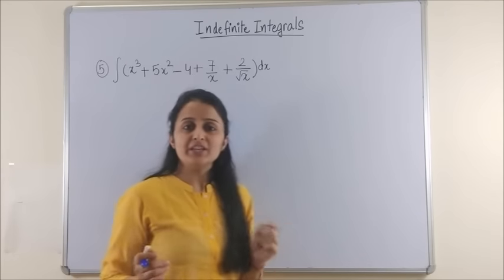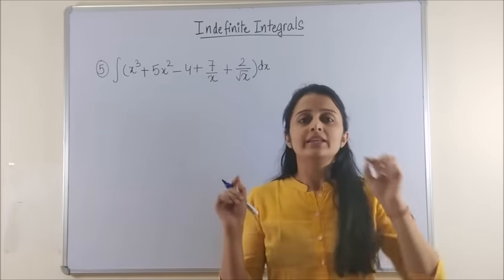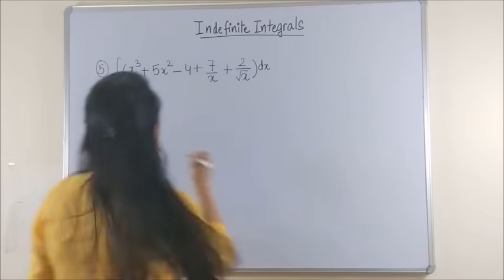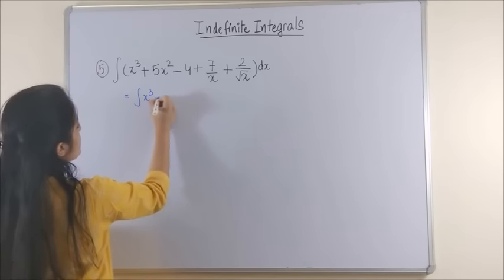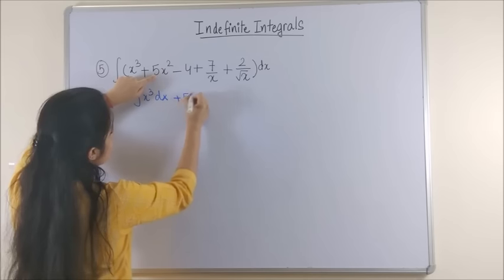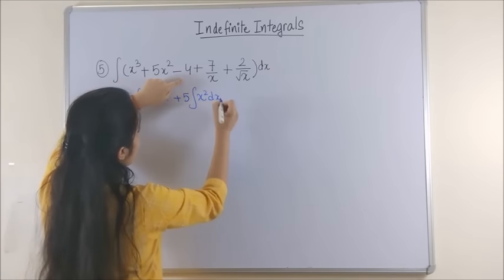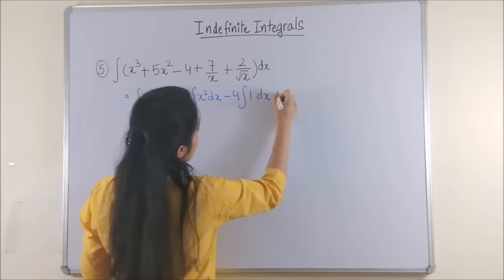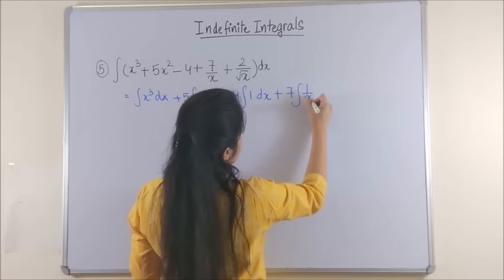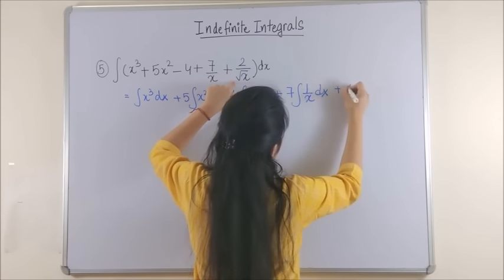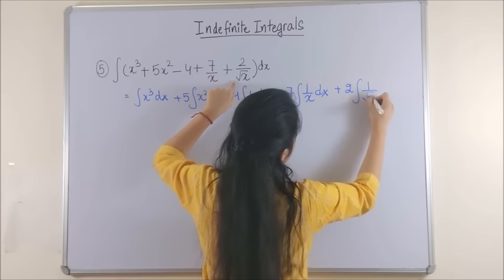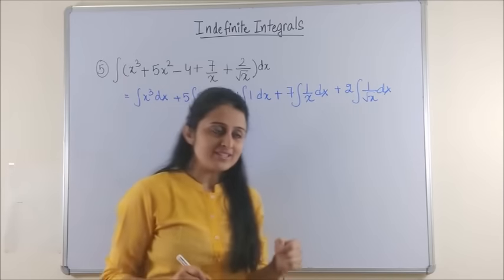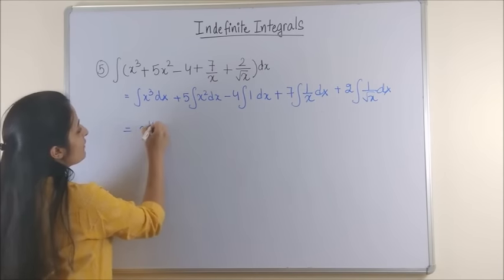This is just a linear combination of functions. So the integration would be performed on each and every function over here, which means this is going to be the integral of x cubed dx. This 5 could be taken out common and this will be the integration of x square dx. This will be minus 4 into the integral of just 1 dx. Likewise, 7 could be taken common, the integral of 1 by x, and similarly the last term 1 upon root x dx.